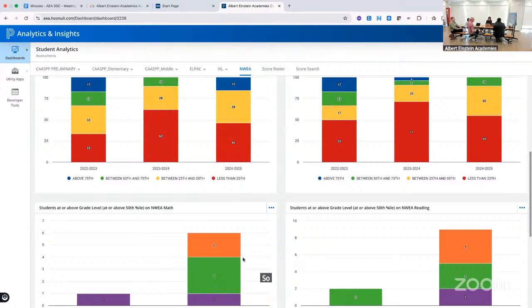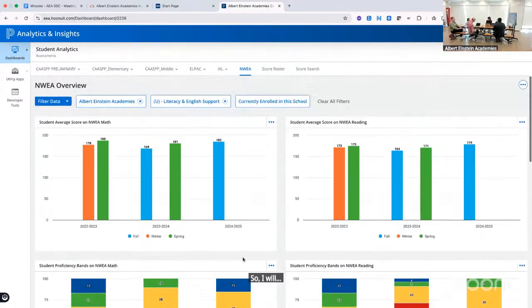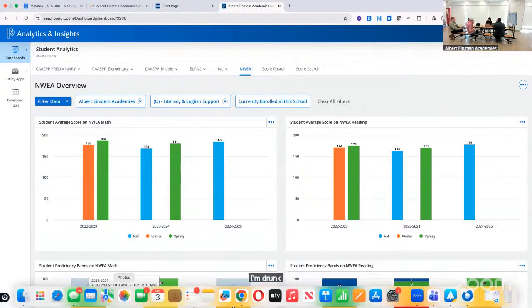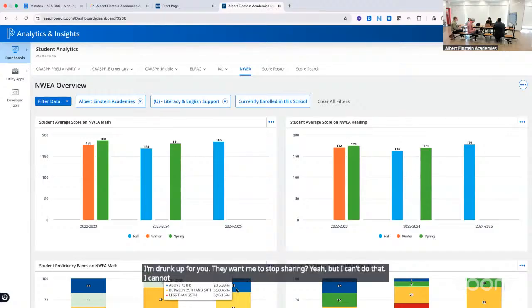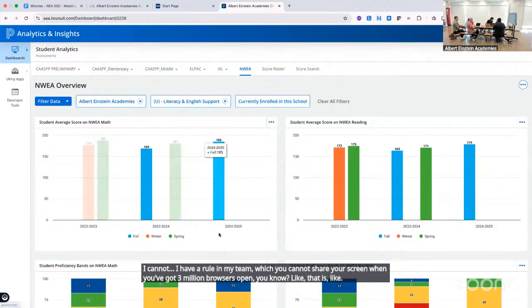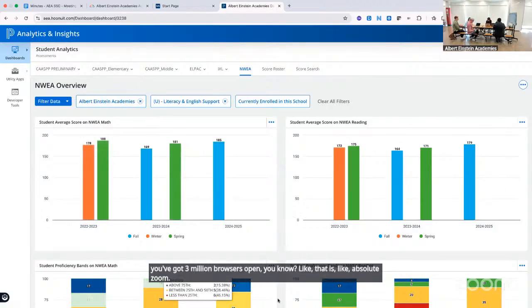So I will happily take an action to draft up. In fact, I'm going to steal screen and draft up for you. You want me to stop sharing? But I can't do that. I have a rule in my team which is you cannot share your screen when you've got 3 million browsers open. That is absolute Zoom poor show. So let me just do that again.